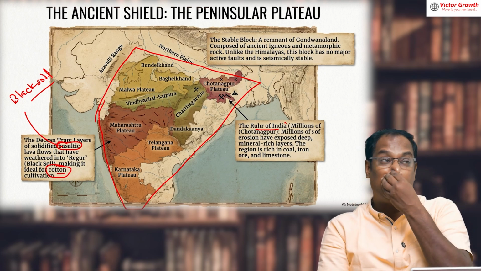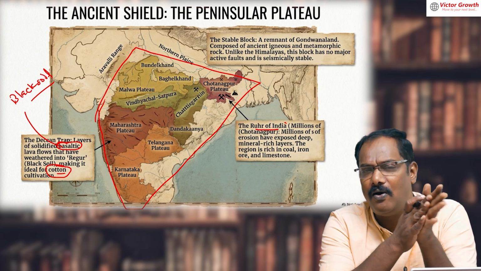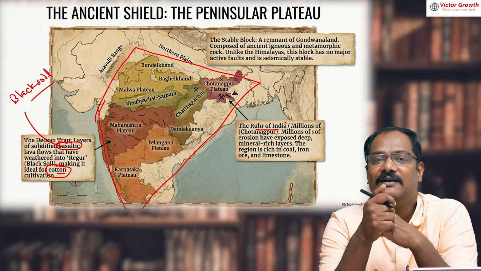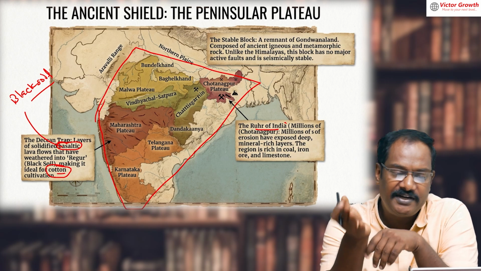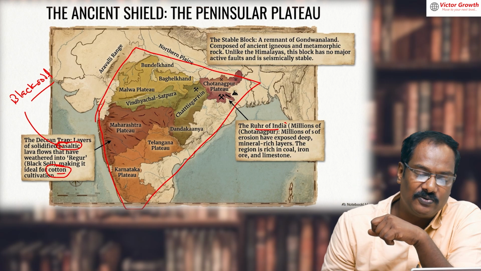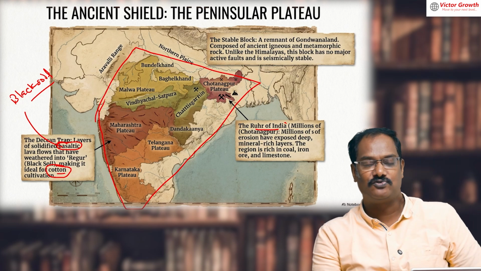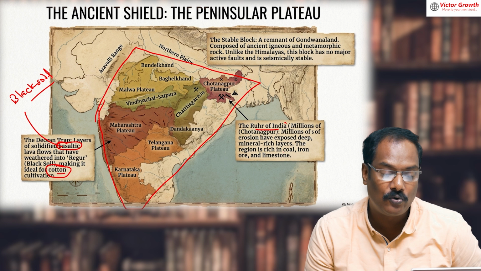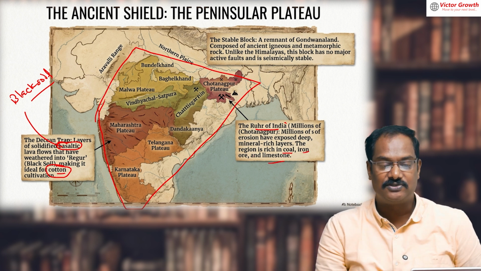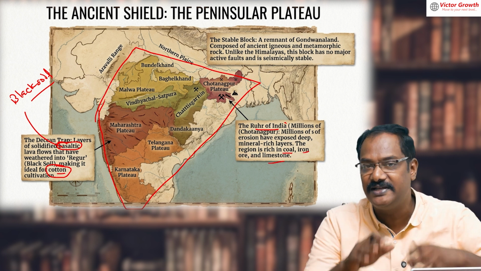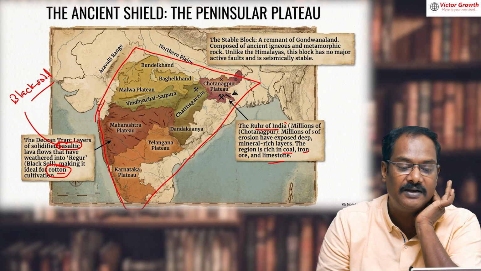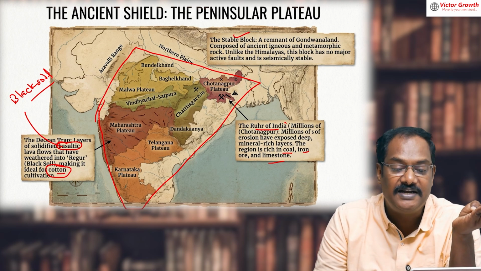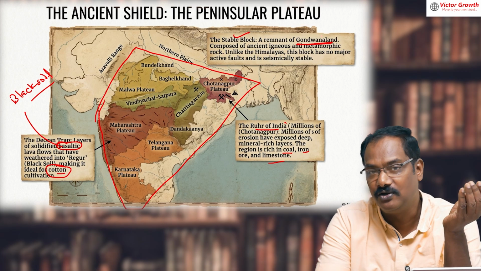Please write down the role of this one. That means the Chota Nagpur Plateau. Almost all the minerals, coal, iron, manganese, bauxite, everything you find in the Chota Nagpur Plateau. So it's the Ruhr of India. So many minerals are found. Millions of years of erosion exposed them. Rich in coal, iron, limestone, everything is there. So the Chota Nagpur Plateau means almost the entire Jharkhand. Stable part I told you, no seismic activity is possible. It is a remnant of Gondwanaland.